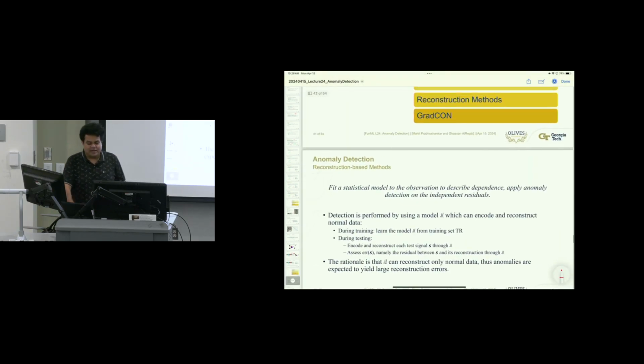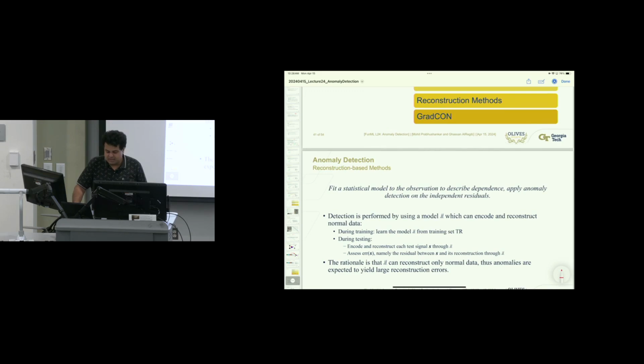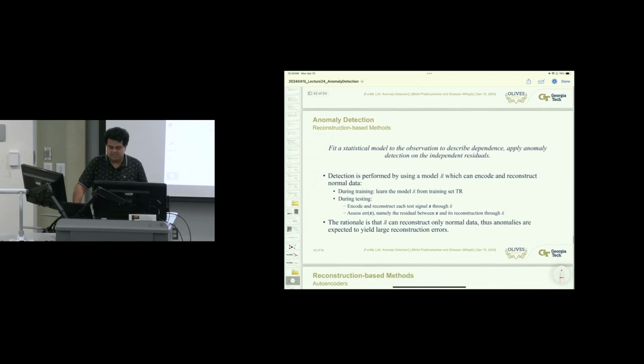All right. Next, we look at two things, which is reconstruction methods and GradCon, which is gradient constraint methods together. So reconstruction-based methods is exactly what you did in homework number 6, which was an autoencoder. Our goal is to fit some kind of a statistical model to the observation to describe some kind of dependence and apply anomaly detection on the independent residuals. So residuals was the error that you had, and our goal was to see if anomalies and normal data can be separated based on these independent residuals that could be detected. So you need this kind of a model M. In your case, it was an autoencoder to encode and reconstruct normal data.